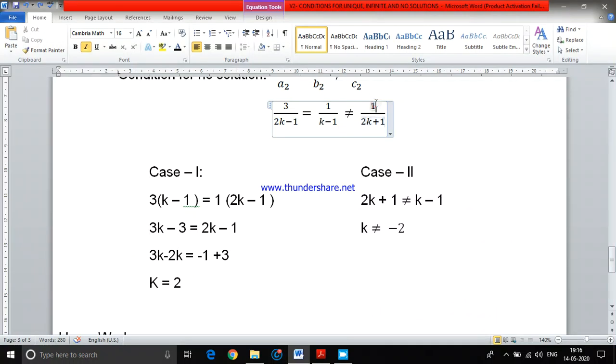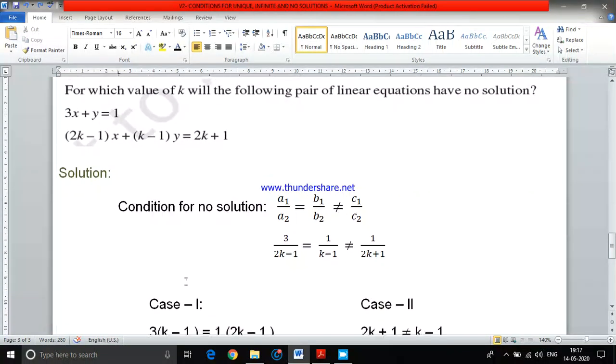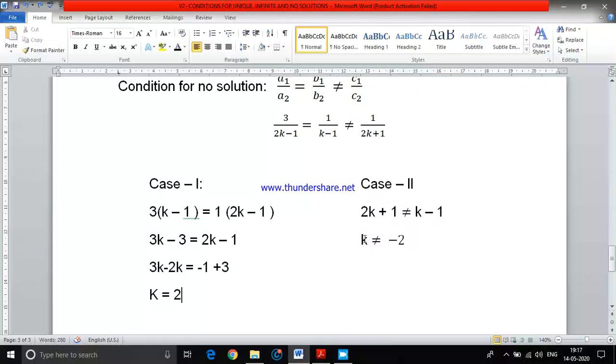Then this one will multiply with this k minus 1. So 1 into k minus 1 is k minus 1. If I simplify this term, k will come to the left hand side, plus 1 will go that side as minus 1. So 2k minus k is k, minus 1 is minus 2. So here I have either k equals 2, then I might have no solution. And here I have k is not equals to minus 2.